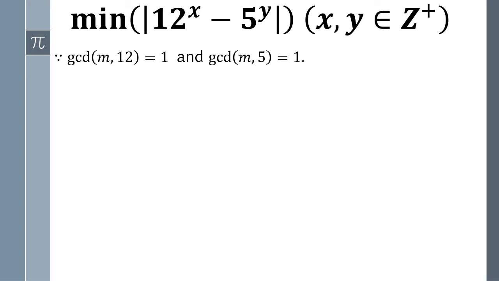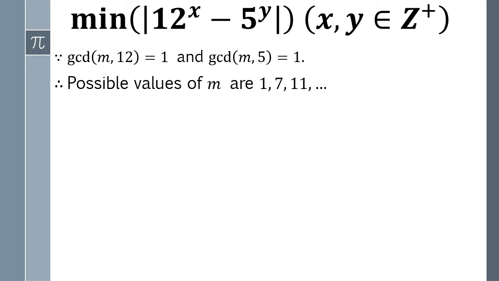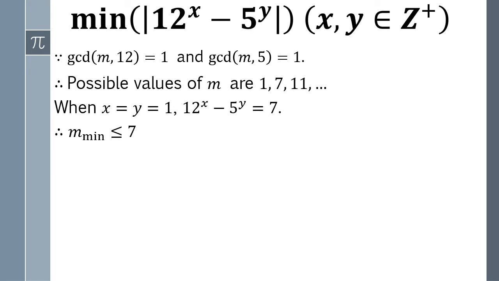So what does that mean if m and 12 are co-prime numbers and m and 5 are co-prime numbers? That means possible values of m include 1, 7, 11, 13, etc. And we know if x equals 1 and y equals 1, then 12 to the x power minus 5 to the y's power equals 7. That means the minimum value of m will be no more than 7.